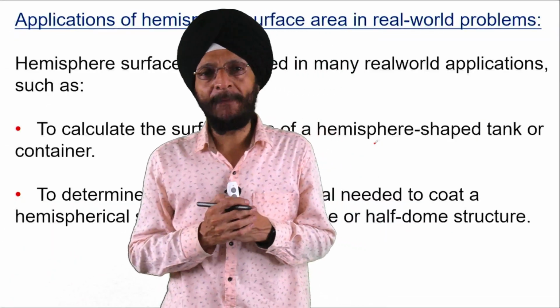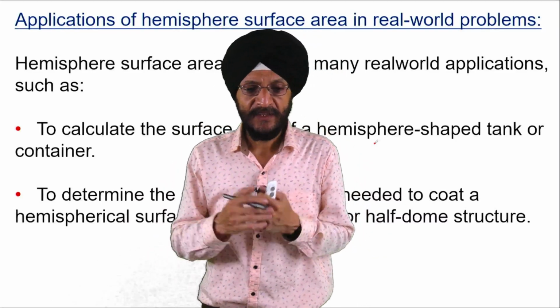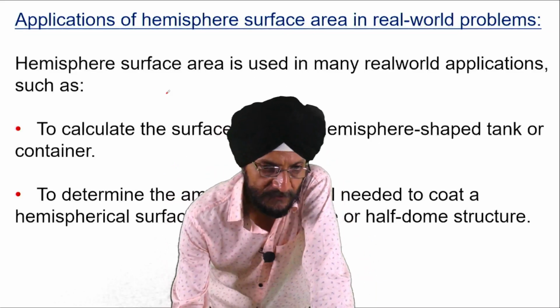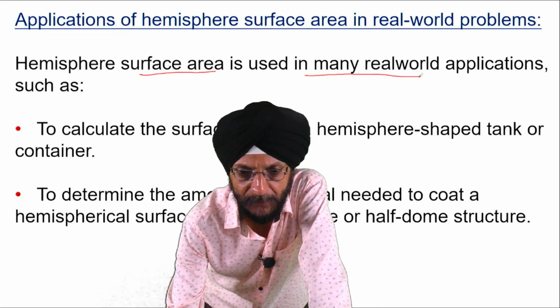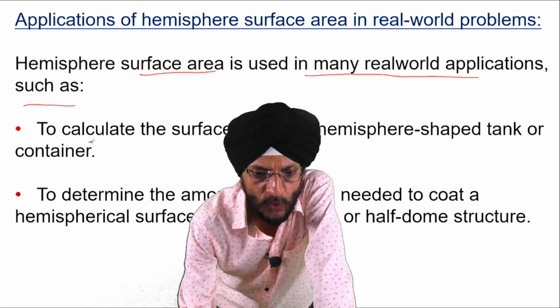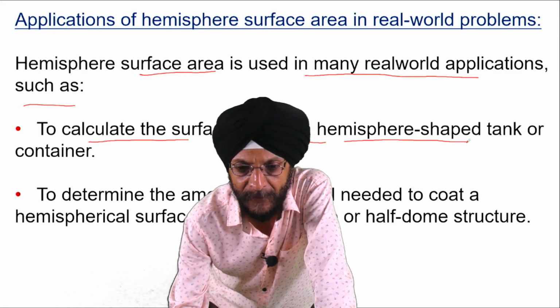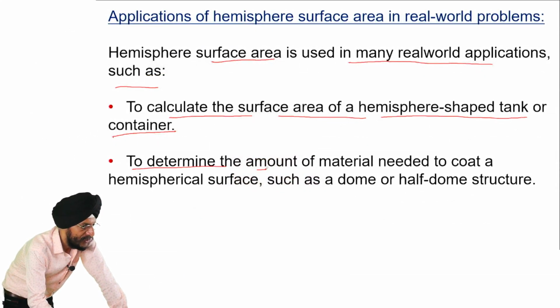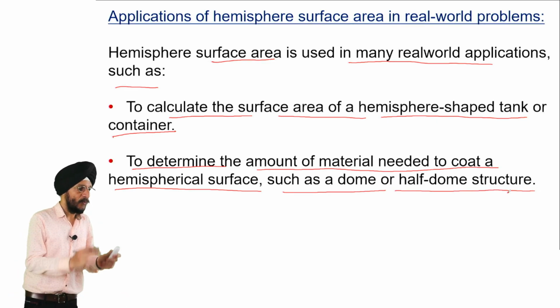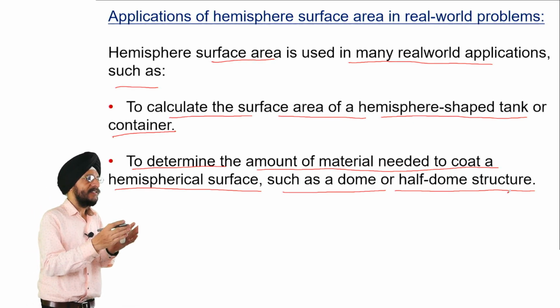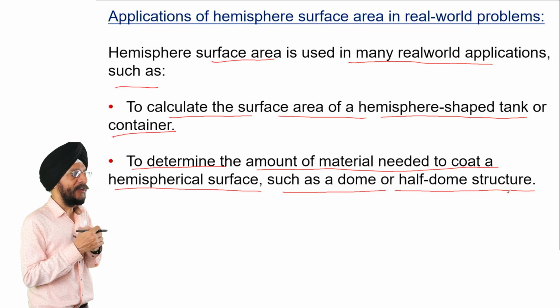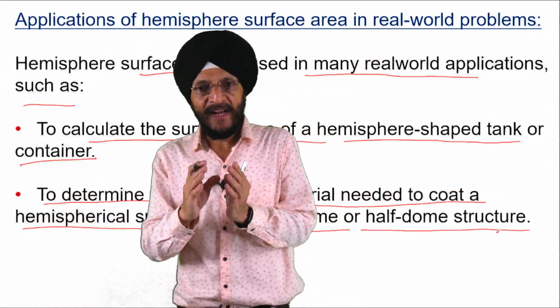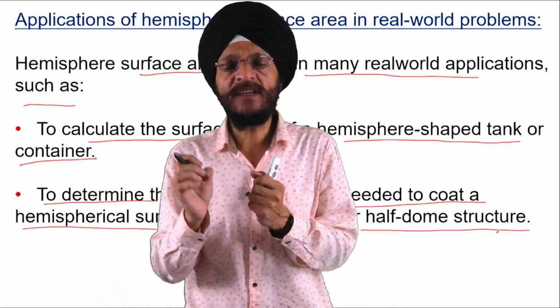Now the applications of hemisphere area in real world problems, that is where we use these formulas. Hemisphere surface area is used in many real world applications, such as to calculate the surface area of a hemisphere shaped tank or container. Next is to determine the amount of material needed to coat a hemispherical surface such as a dome or a dome shaped structure. We will later on discuss the numerical examples where we will actually use these formulas to arrive at the curved surface area and total surface area of hemisphere.